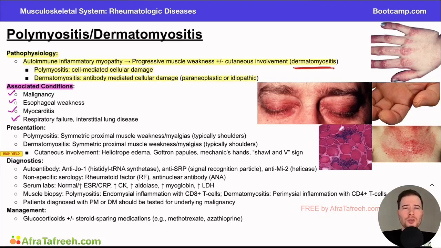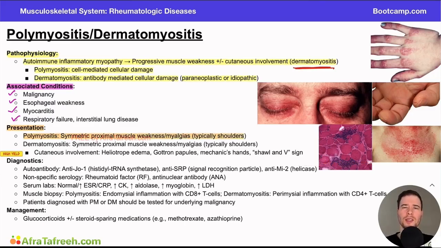Damage to the muscle tissues can present in a lot of different ways. It's not just in the muscles we think about working out at the gym, right? Our diaphragm is a muscle. Our esophagus has muscles in it. Our stomach has muscles in it. We have to think about all of the muscles in the body that can be affected in these conditions. Now, when we think about the presentation here, a really key way to differentiate the two is that polymyositis has symmetric proximal muscle weakness and myalgias, typically in the shoulders.